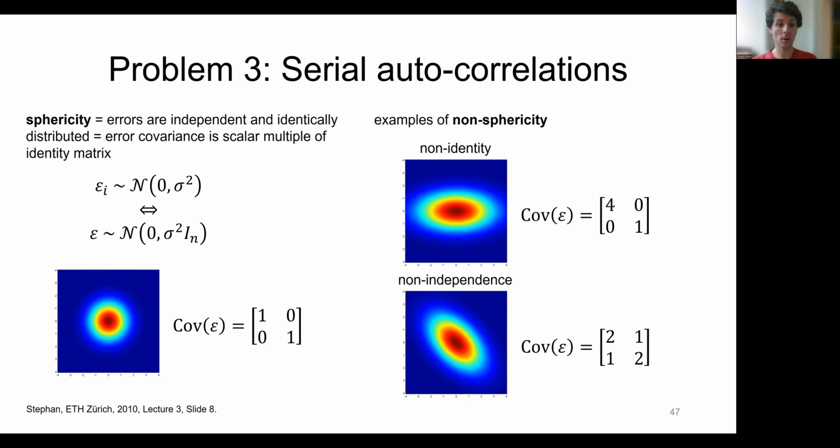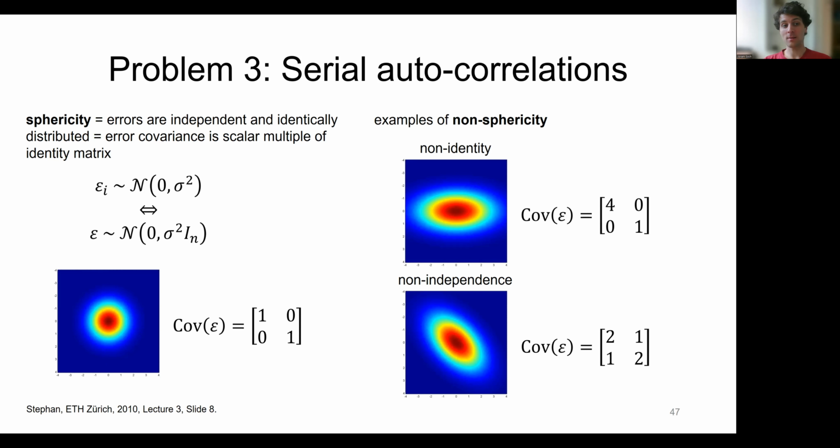Just to give you a little bit of background, the sphericity assumption is equivalent to assuming that errors are independent and identically distributed. And this in turn is equivalent to the error covariance being a scalar multiple of the identity matrix. This is being shown on the left. In this case, the covariance matrix of the errors could look like this. So you have a spherical shape and equal variance in any direction.